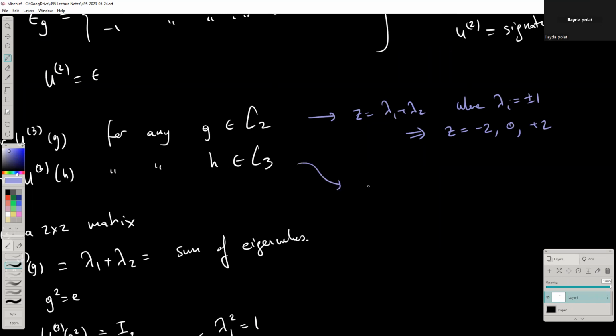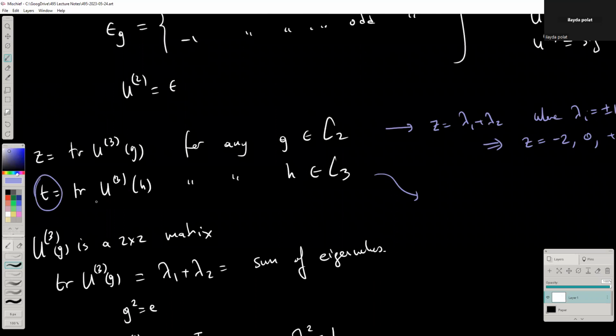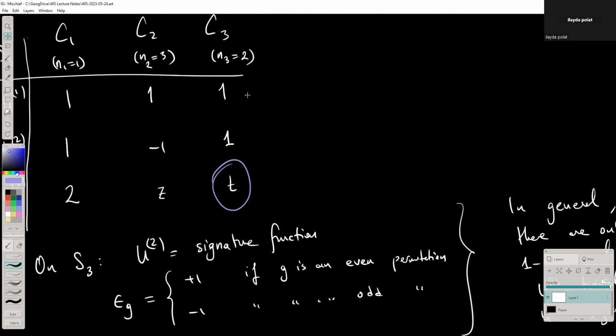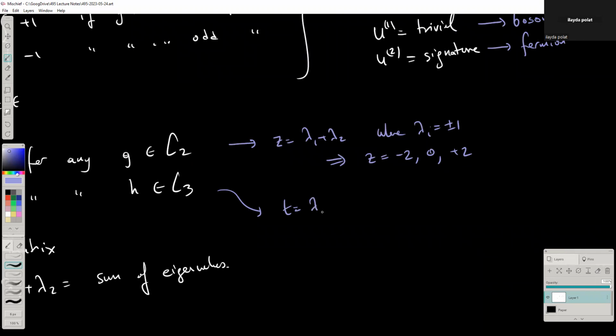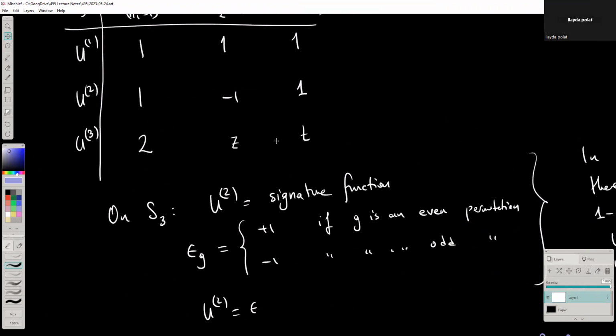Okay, I can do the same thing for T, right? For the last one, that element in here corresponding to the conjugacy class of the 3-cycles. So T is equal to lambda 1 prime plus lambda 2 prime, where each lambda i prime is equal to either 1 or e to the 2 pi i over 3 or e to the minus 2 pi i over 3. I'm going to show that the eigenvalues are this one and that one, and their sum is equal to minus 1. So therefore, T is equal to minus 1. And Z is actually equal to 0, because the opposite eigenvalues actually appear.